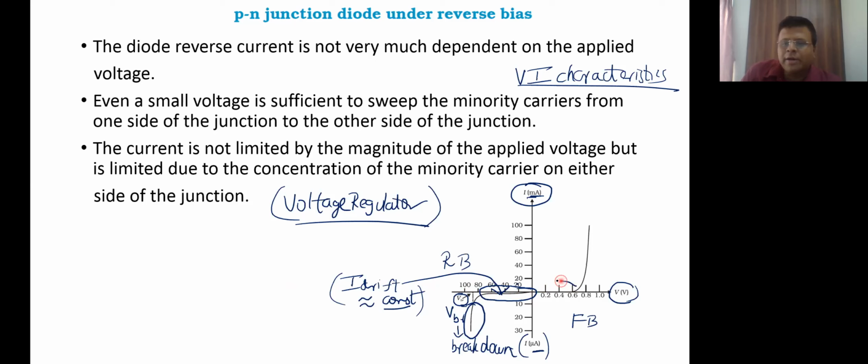Now, can anyone offer an explanation for this part? Why is the current zero in this region, even though you are providing some forward biasing of 0.6 volt? Prathamesh Chaudhary, are you hearing what I'm saying? Can you offer some reason for this region?